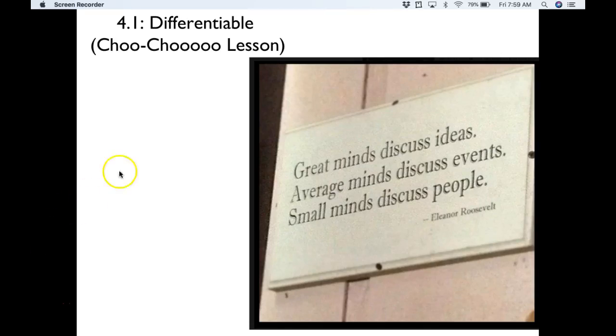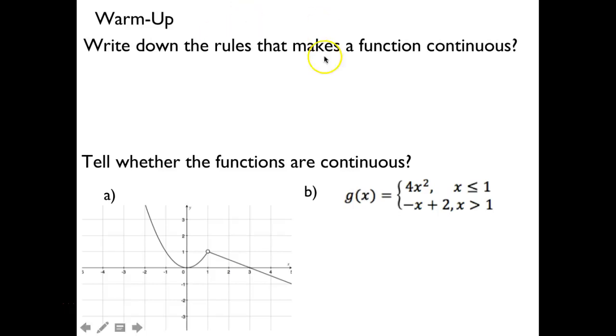Okay guys, today we'll be doing 4.1 differentiability, and we're going to be dealing with graphs. I call this the choo-choo lesson. You'll see why in a bit. To start out, let's write the rules that make a function continuous. That'll be from back in chapter 2.